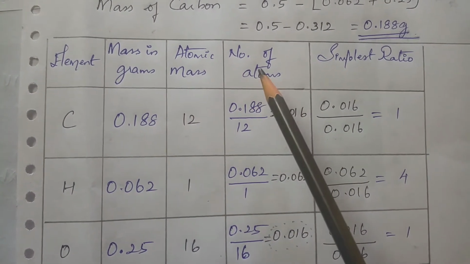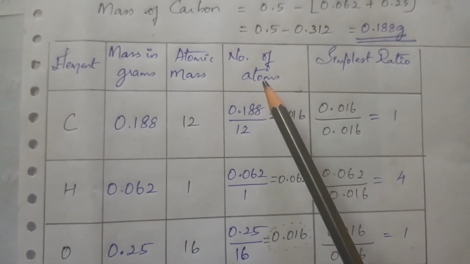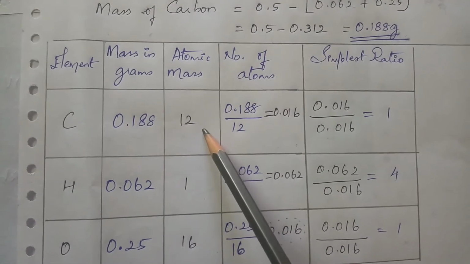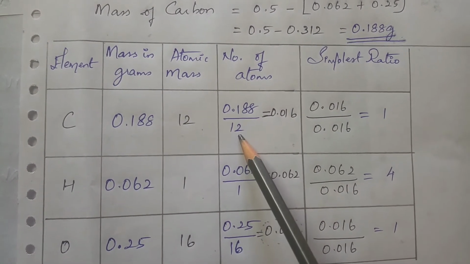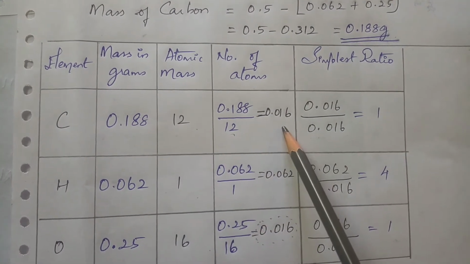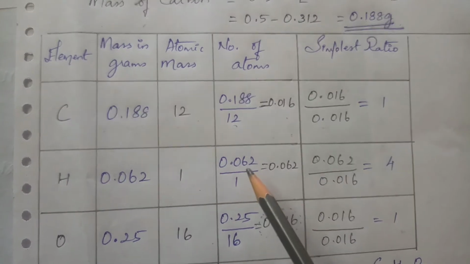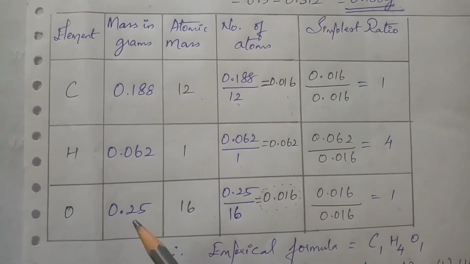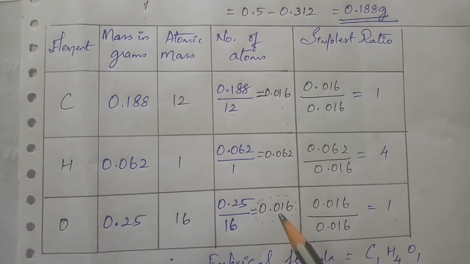Earlier we calculated the atomic mass ratio. Here now we need to calculate the number of atoms present. So the number of atoms present is calculated using the given mass divided by the atomic mass. So the given mass is 0.188 by the atomic mass of carbon, 12. When we simplify we get an answer. The same way for hydrogen, 0.062 by 1 is the atomic mass, so we get the same value. And for oxygen the given mass is 0.25 by 16, we obtain 0.016.